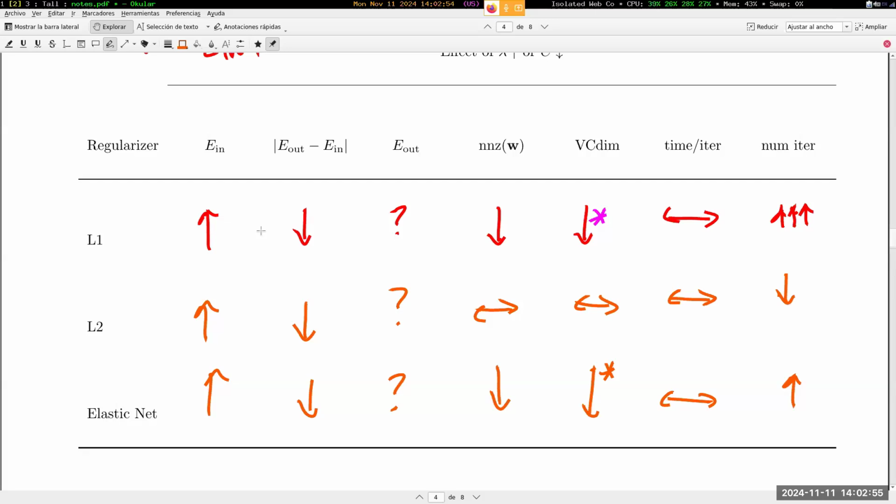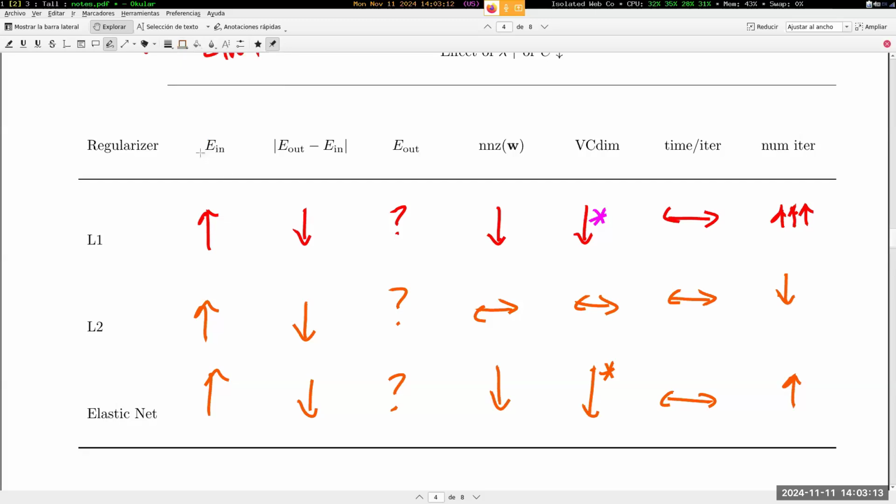Sorry, you mentioned this, but you're saying the last entry is kind of like L1, L2? Yep. Is the number of non-zeros coming from L1, and the number of iterations? Exactly.